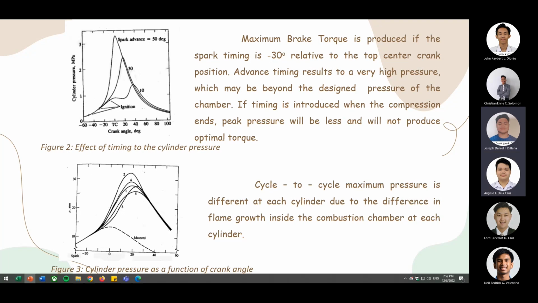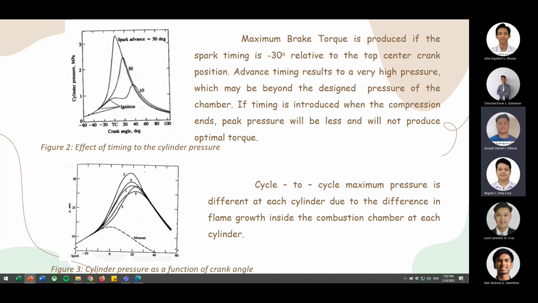As we can see, the maximum brake torque is produced if the timing is 30 degrees relative to the top center crank position. As mentioned before, advanced timing results in very high pressure that can damage the engine due to too much pressure. And if the timing is too late, the pressure produced will be lesser and it will not produce enough torque to power the crank.